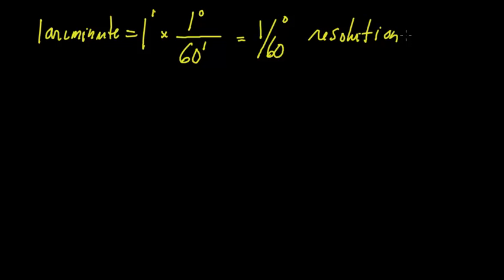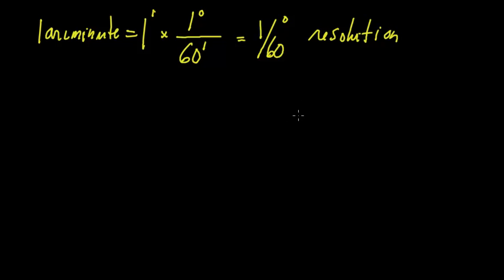And 1/60th of a degree will correspond to a different sized object depending on how far away the object is. An object that is very far away will correspond to a very big object. For objects that are close, it would correspond to a small object. So let's just write down the relationship.